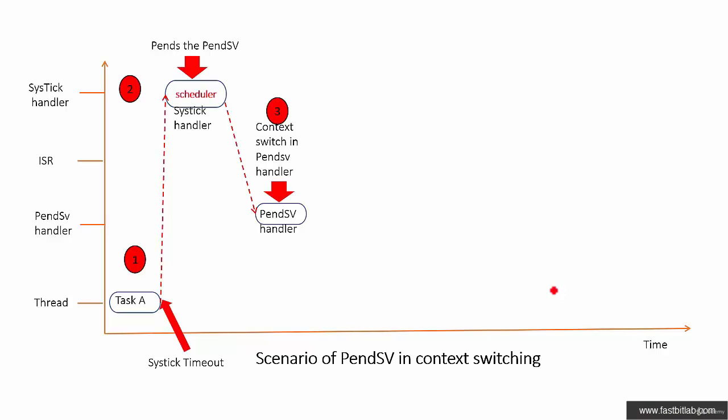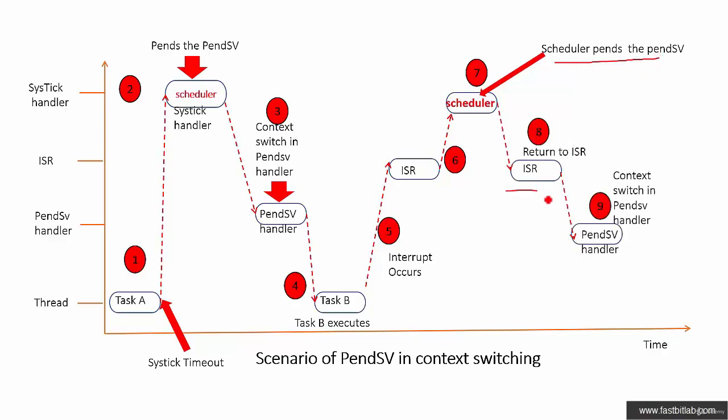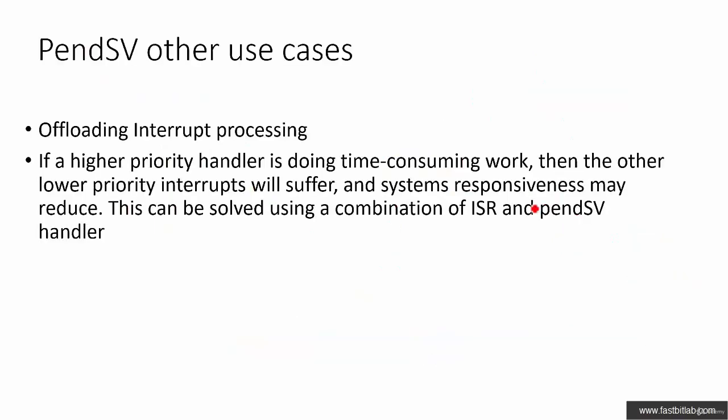The better technique is, instead of doing the context switch here, just pend the PendSV. Then execute the ISR, and then when the ISR exits, PendSV runs and it does the context switch. Let's understand some other use cases of PendSV. You can use PendSV for offloading interrupt processing. If a higher priority handler is doing time-consuming work, then other lower priority interrupts may suffer, isn't it? And the system's responsiveness may reduce. This can be solved using a combination of ISR and PendSV handler.